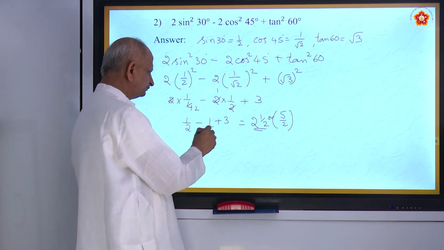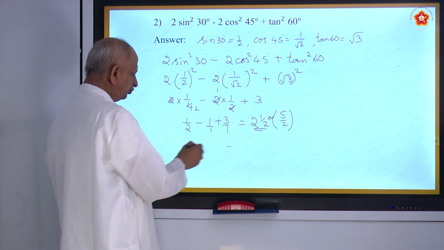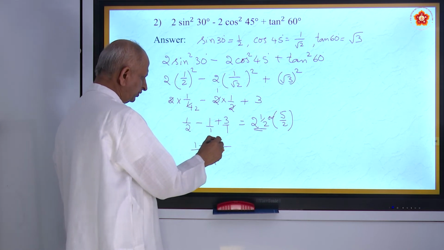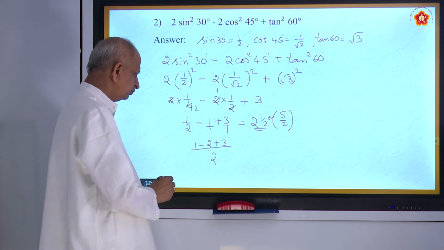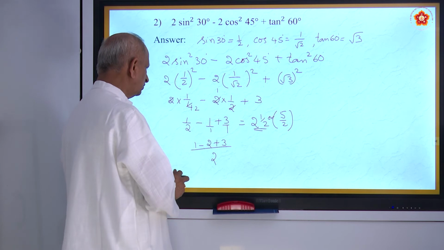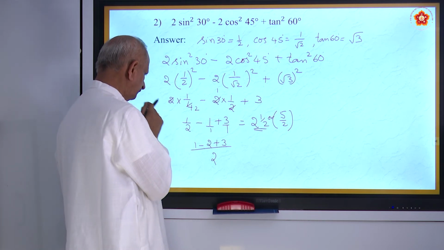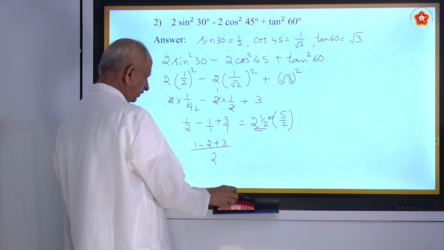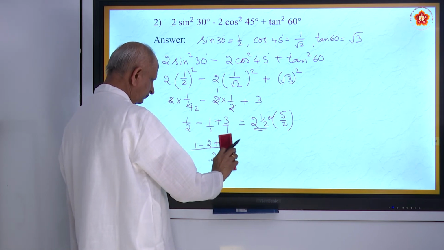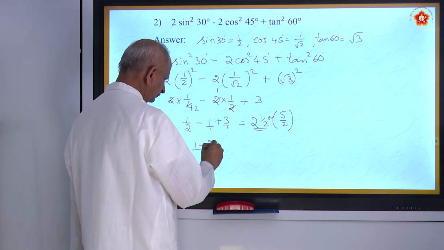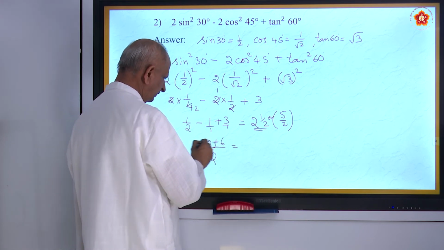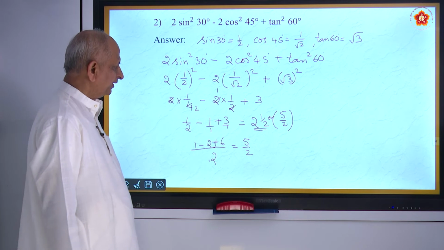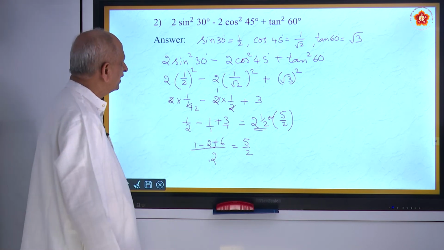If you take LCM, the LCM is 2 here. So 3 plus 1 is 4, minus 2. Two 1s are 2, 1 2s are 2, and 1 3s are 3, 2 into 3 is 6. So this will be 6 plus 1, 7 minus 2, 5 by 2. So both are the same. Anyway, you can take either. Okay, this is the answer for this question.